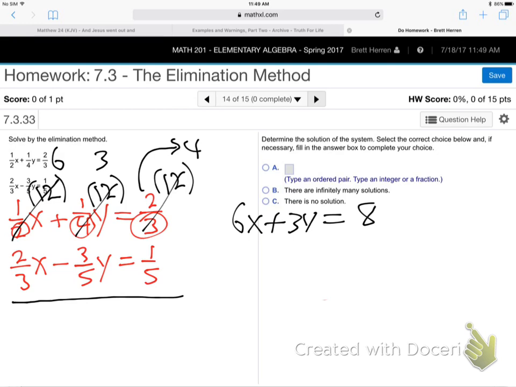Now, what do you do for the bottom equation? What are you going to multiply through by? 15. Yeah, because 3 and 5, right? The bottom has 3 and 5. So multiply the bottom by 15. And that'll eliminate the fractions in the bottom equation. We good there? So cross cancel, multiply what's left over.